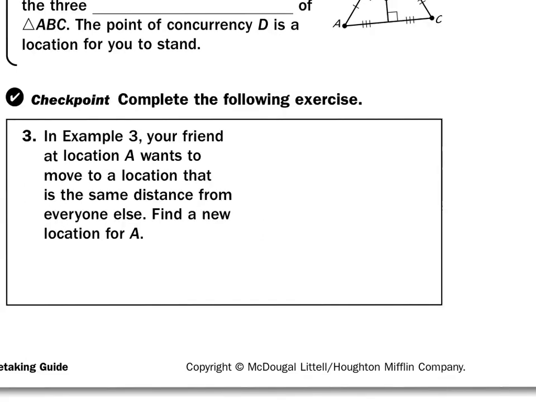Okay, example 3, or checkpoint. Your friend at location A wants to move to the same distance from everyone else. So find a new position for A. So that'll be kind of fun. Go ahead and pull A around and find a new position. It's actually on the other side of D.